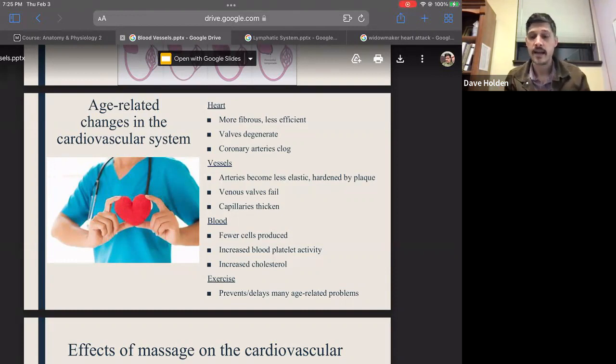For the blood, remember blood is made from raw stem cells, and stem cell production usually decreases with age. So your overall blood production starts to slow down. You're producing numerically fewer cells. There is also increased blood platelet activity. Old people, their blood tends to clot really easily. And this can lead to blood forming small clots. And so like, where is all your blood? Well, it's kind of clotted together.